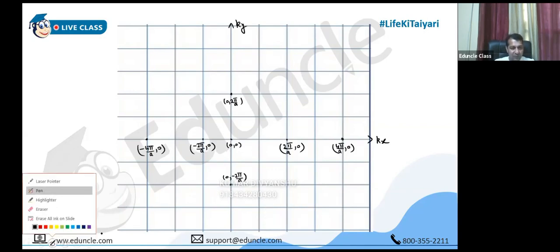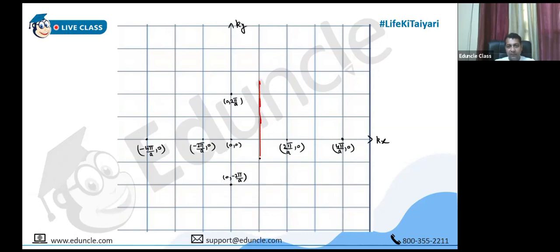Now what about the first Brillouin region? One is the line k equal to pi by a. It means this line. Please check everyone.